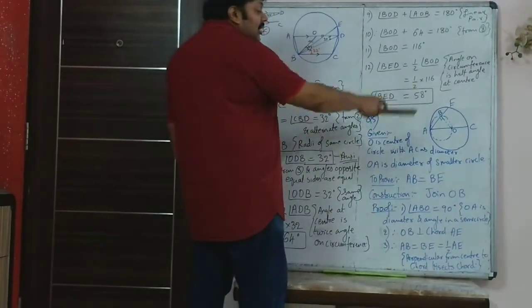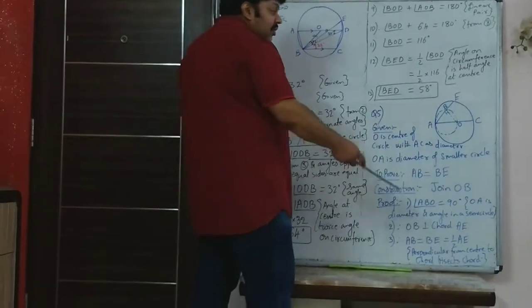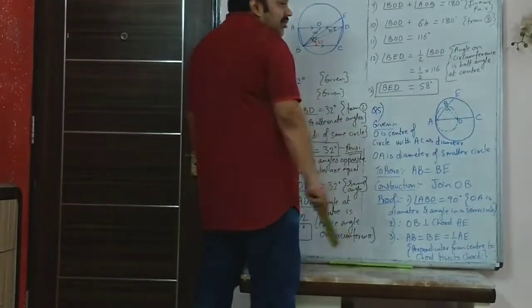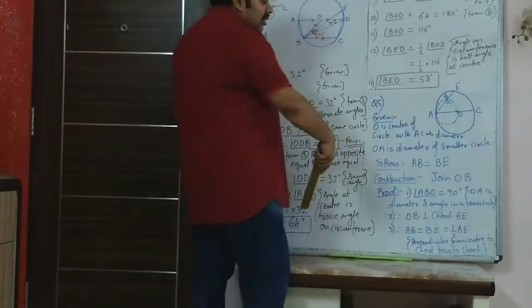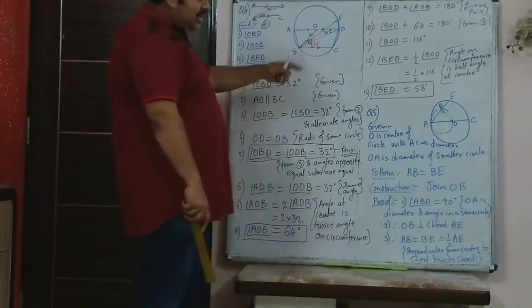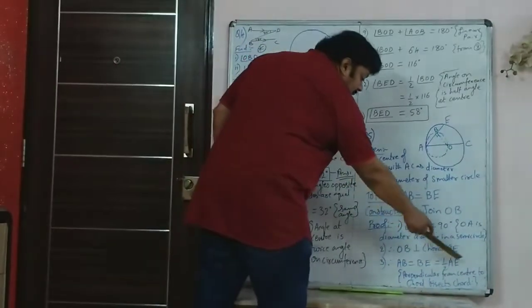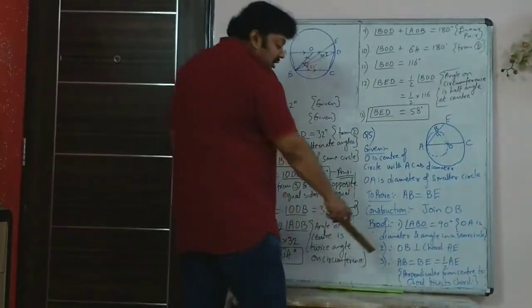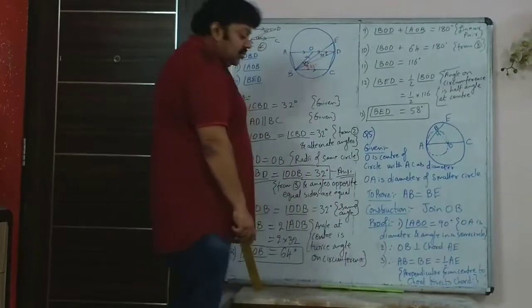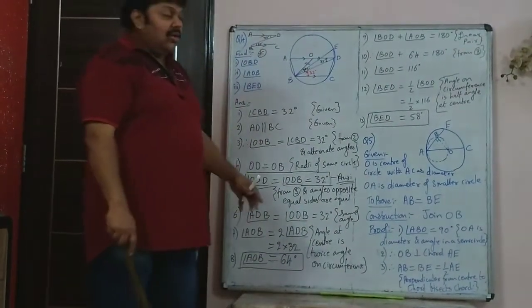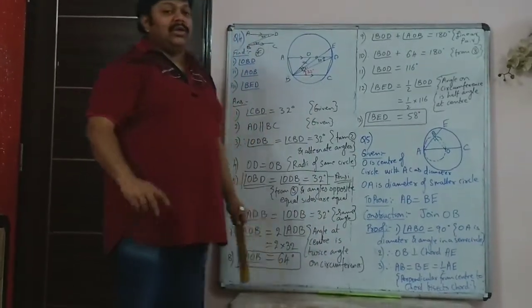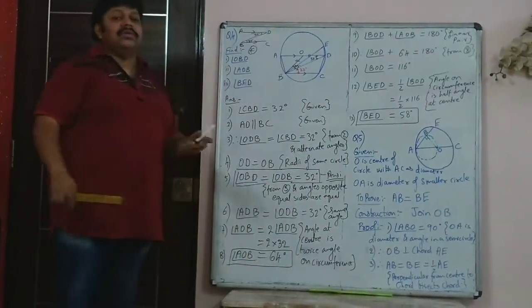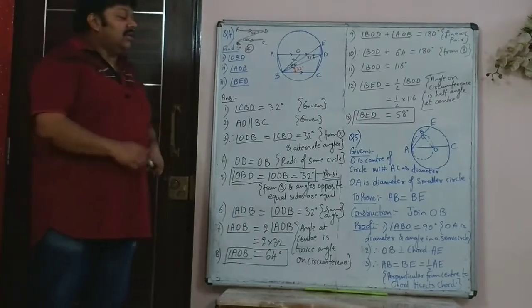OB is perpendicular to AE, therefore perpendicular from the center bisects the chord. So AB will be equal to BE is equal to half of AE. Reason, perpendicular from center to chord bisects the chord. It's very simple, but that property was 9th standard property, so mostly that sum won't be asked in 10th. We'll continue with the next sum.